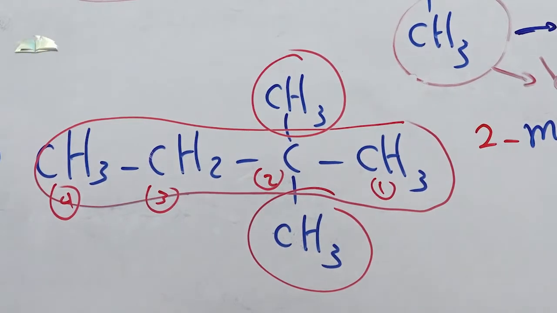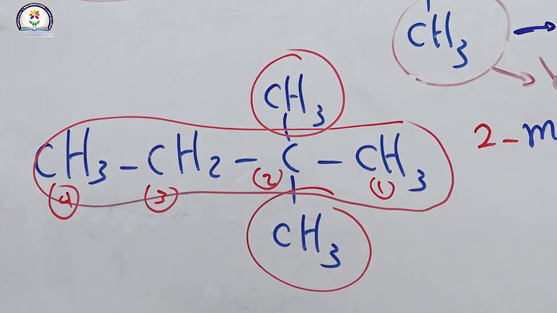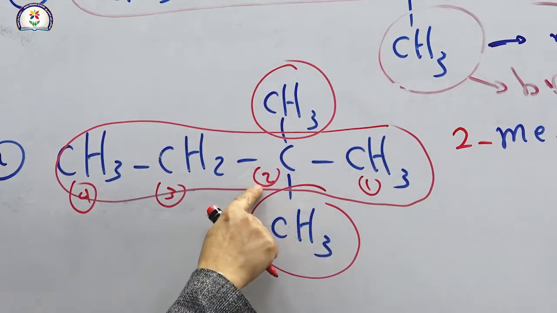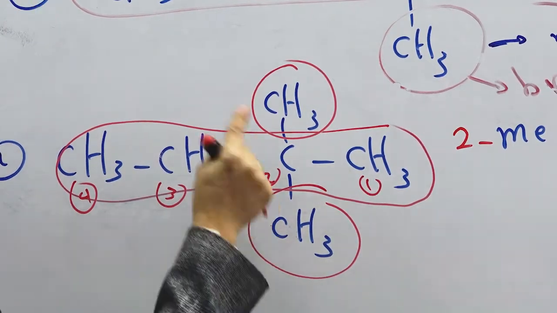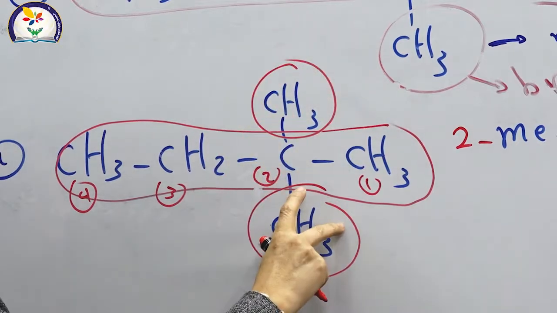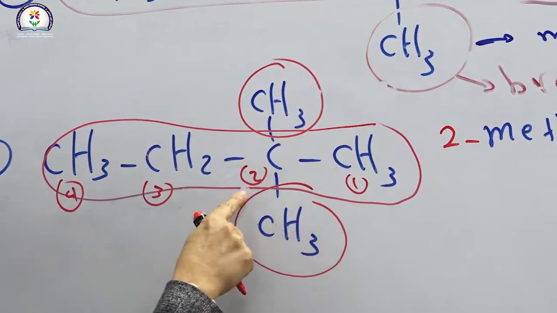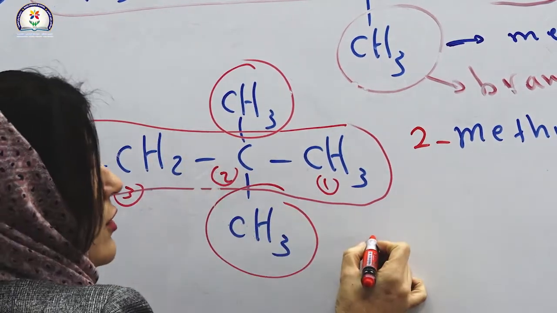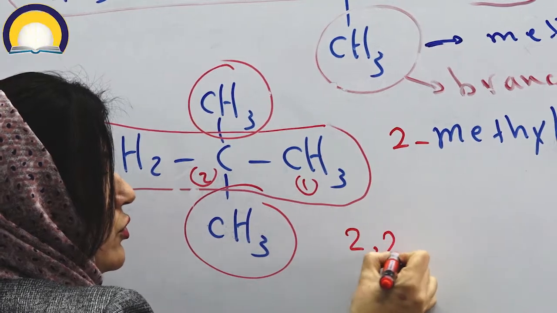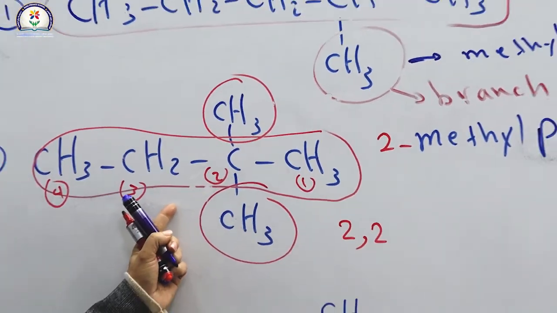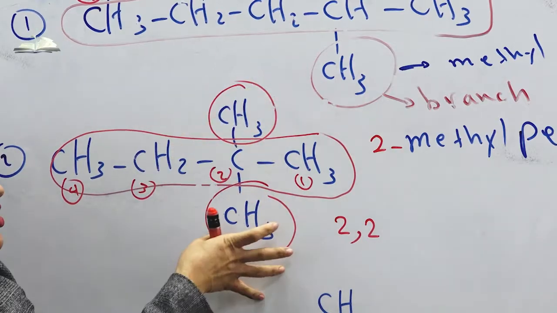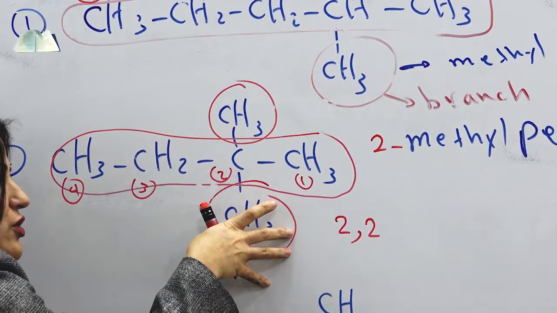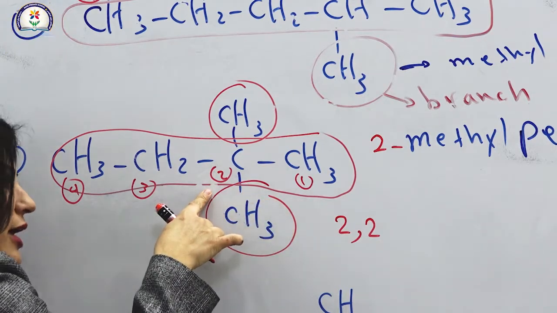We number the chain. Then what should we do? We have to locate the branches. They are at carbon 2. How many branches do we have? 2, the same branches. We have to repeat this number twice: 2, 2. Why do we have to repeat 2 twice? Because this carbon has the same branches.